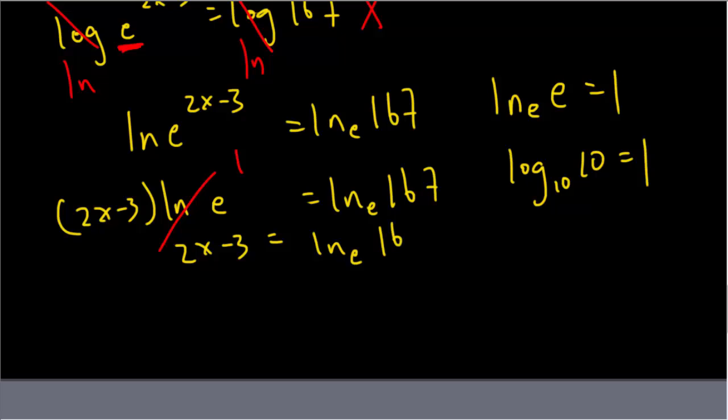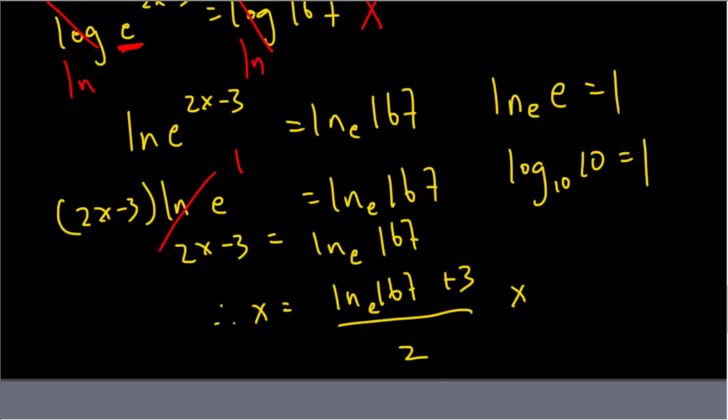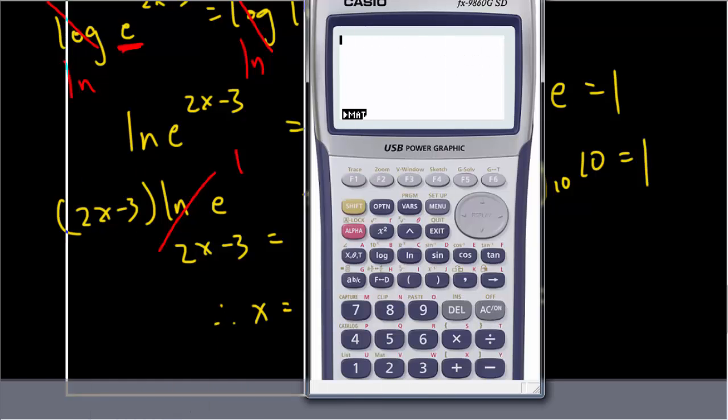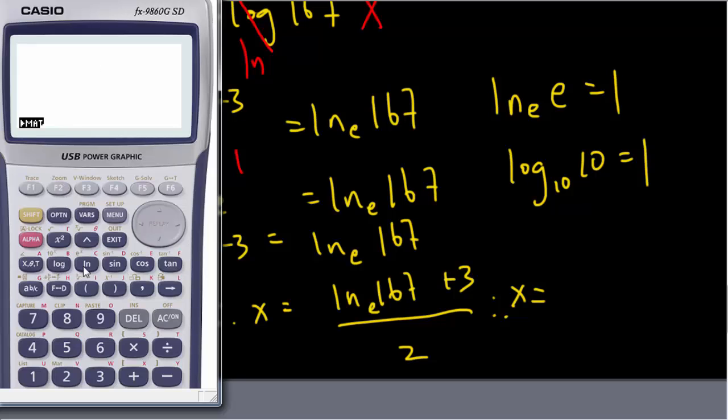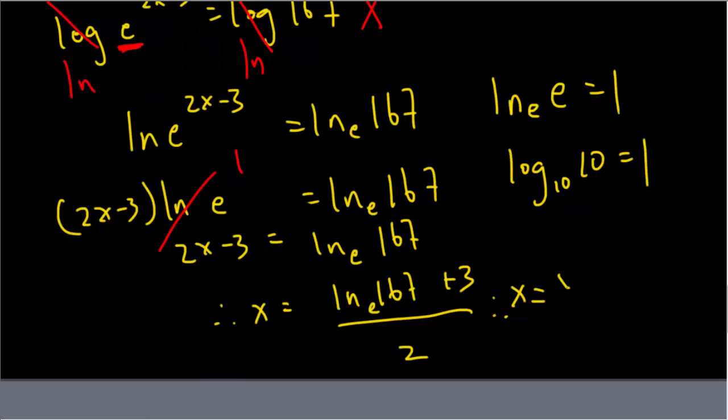So that would just be 2x minus 3 equals ln 167, remember it's all base e. Therefore x equals ln 167 plus 3, divided by 2. So that would be ln 167 plus 3 divided by 2. It's 4.05. Sorry, it's 4.06.